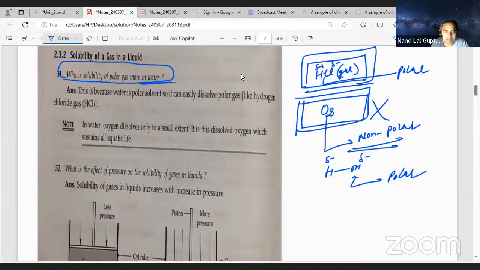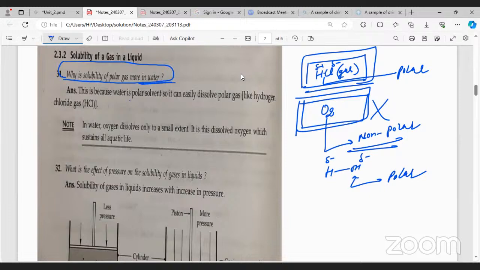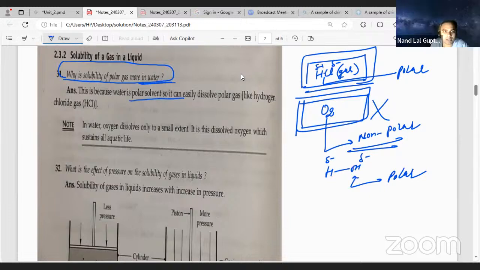Are you getting this? Oxygen is non-polar, so less soluble. They are saying water is a polar solvent, so it can easily dissolve polar gas like hydrogen chloride. In water, oxygen dissolves only to a small extent. It is this dissolved oxygen which sustains all aquatic life.